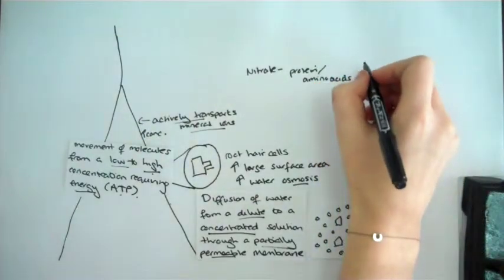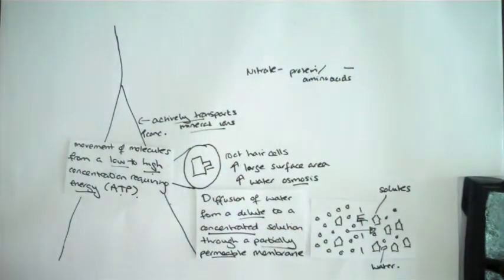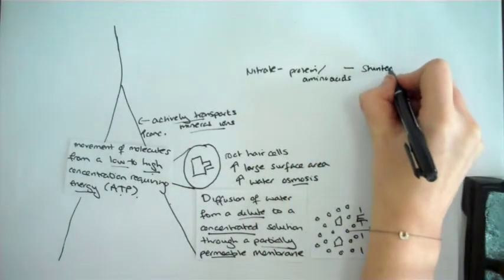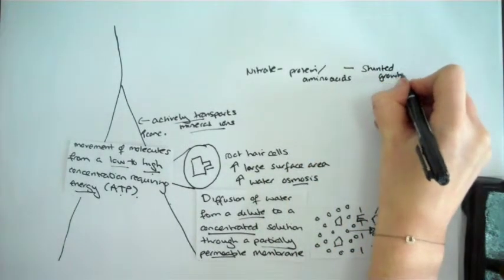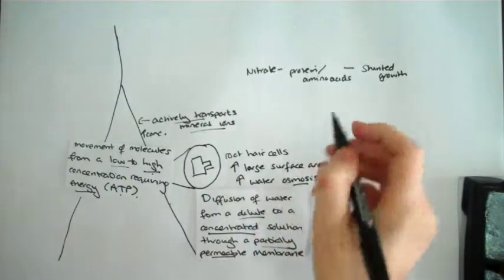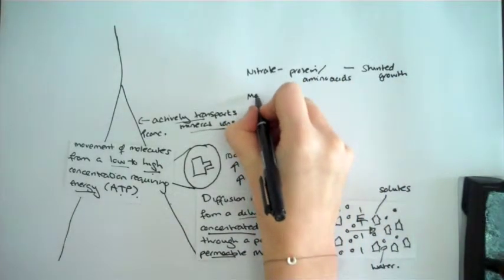Now, if a plant doesn't have enough nitrate, it will have stunted growth. That basically means it'll be really short. Obviously, protein is really important for building, and so if it doesn't have enough of that, it will be a very short, stunted plant. Our next one is magnesium.